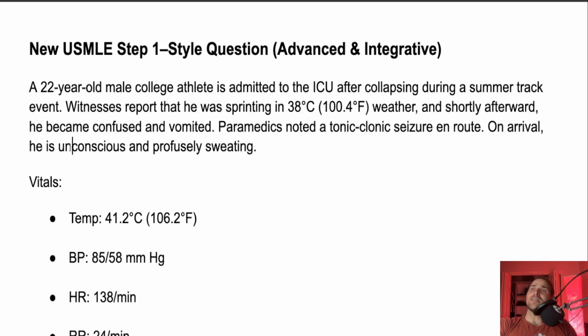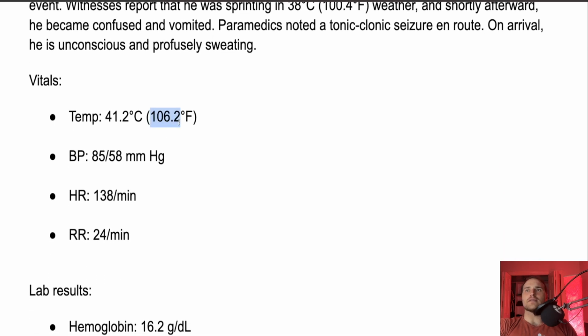On arrival, he is unconscious and profusely sweating, okay? So his vitals, oh my goodness, look at that. All right, we have heat stroke going on here. We totally have heat stroke. That would be a core body temperature that exceeds what? 104, and multi-organ dysfunction. All right, our blood pressure 85, heart rate 138, and respiratory rate 24.